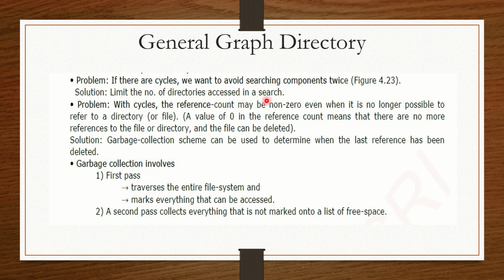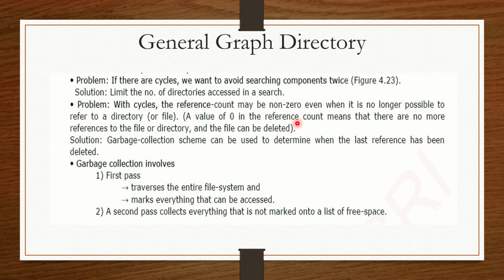With the problem of cycles, the reference count may be non-zero even when it is no longer possible to refer to a directory. So what is a reference count? If a reference count is 0, there are no more references to the file or directory and it can be deleted. There is no content in that file and it can be deleted because it is not going to be used by any files. That is the reference count of a directory.